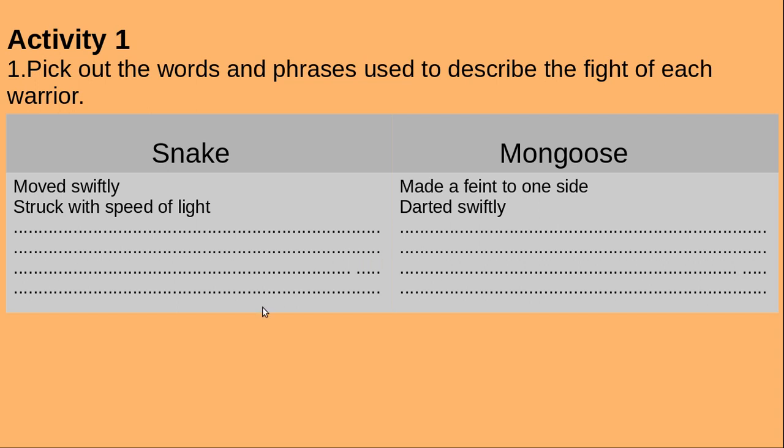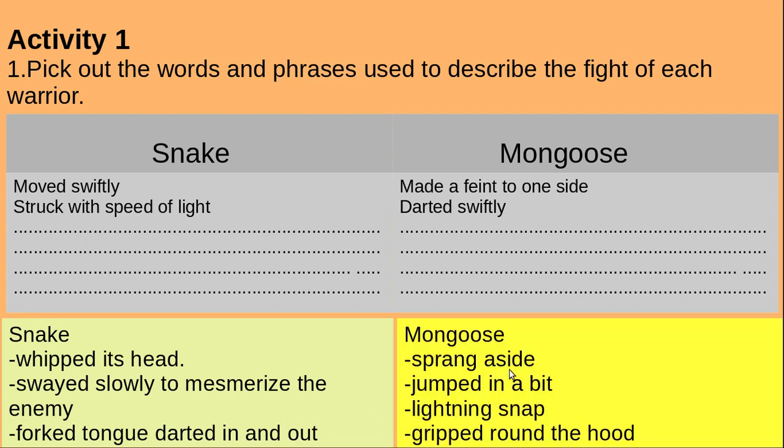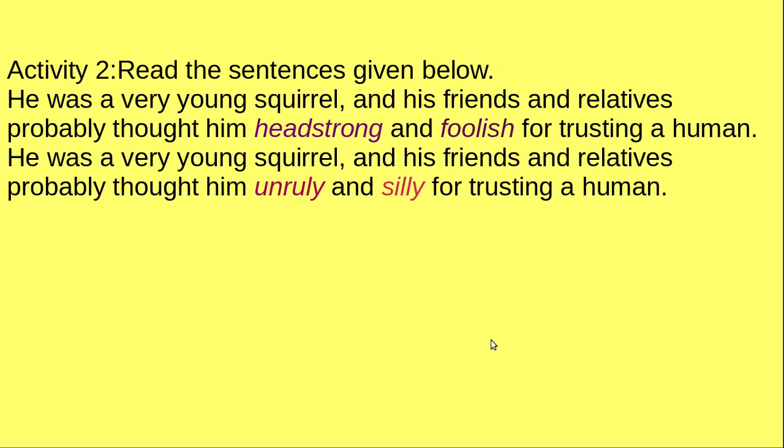Right, now let us see some phrases concerning snake. Whipped its head, it was there. Swayed slowly to mesmerize the enemy, it was there. Forked tongue darted in and out. You remember that, okay? And now mongoose: sprang aside, jumped in a bit, lightning snap, and gripped around the hood. Okay? I think you have got all these phrases, and some more are there. You may write them too, right? Okay, let us move on to the next activity.